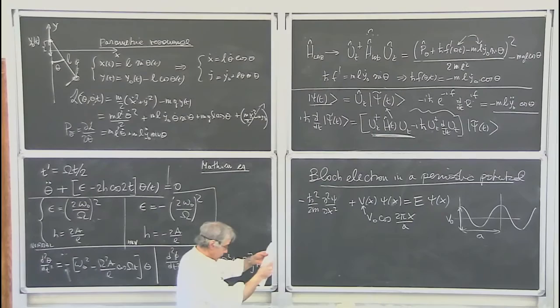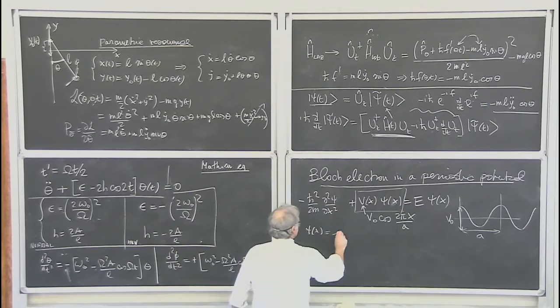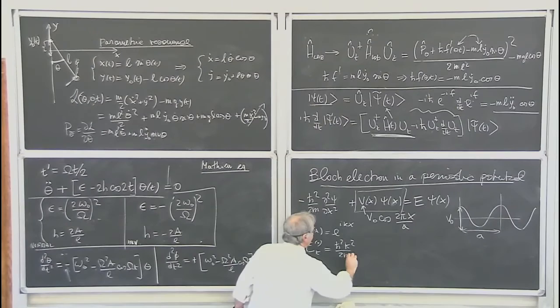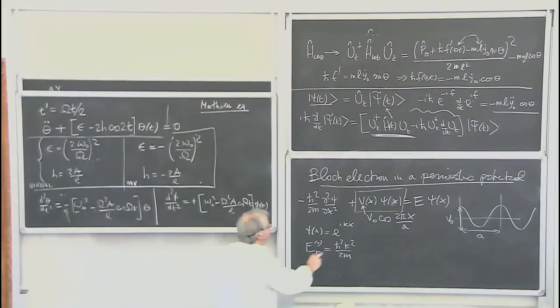Now, I don't want to make the story long. You know that if you don't have this term, then the solutions are just free particle problems. So I have essentially that ψ(x) is e^{ikx}. And I know that the non-interacting solutions are just E = ħ²k² over 2m. Nothing could be simpler, right? Okay. Now, what happens if I turn on this potential V0?